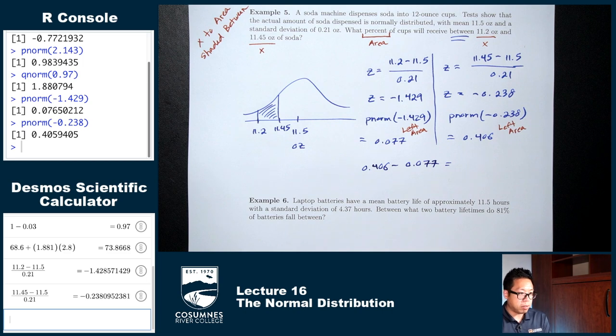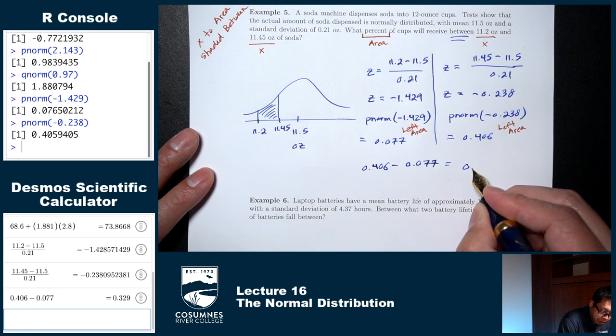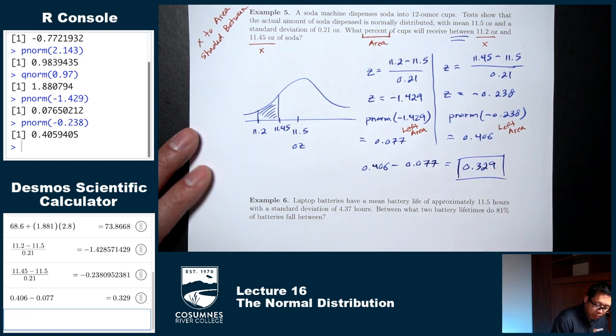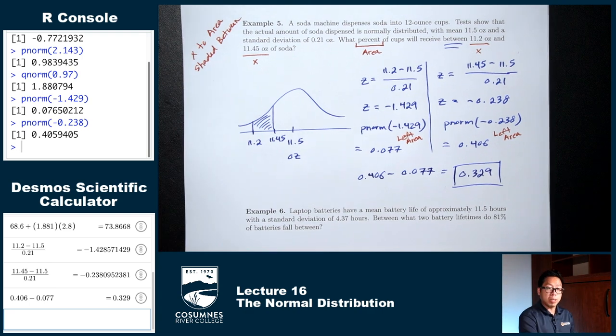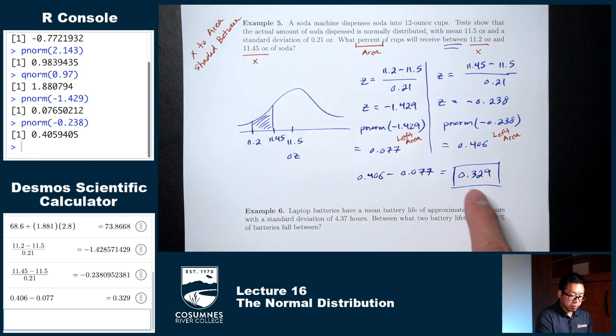Okay, so on a calculator, 0.406 minus 0.077, 0.329. Okay, so anytime you're looking for the area between, find the two left areas from p-norm, subtract them, and that will get you the area between.